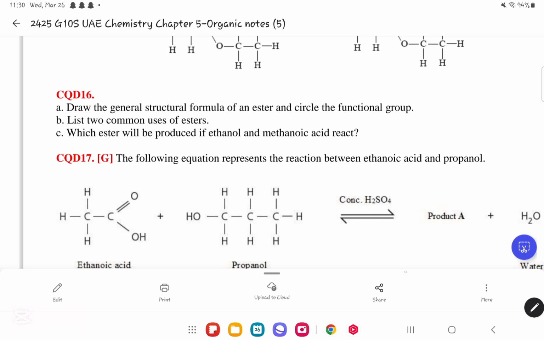Okay, so part B lists 2 common uses of esters. We use esters in perfumes, and as artificial flavoring. Now for part C, which ester will be produced if ethanol and methanoic acid react? So, if ethanol and methanoic acid react, let us name this ester together.